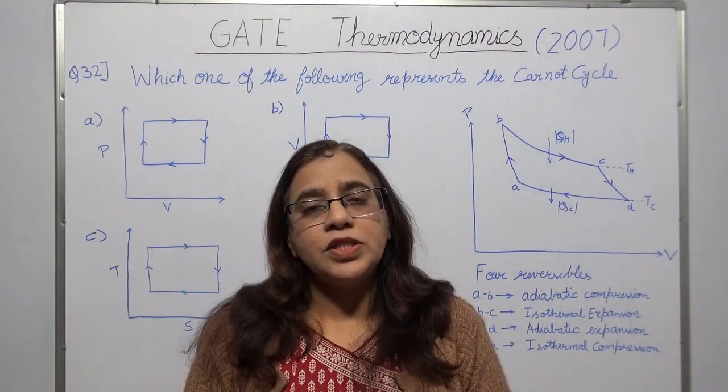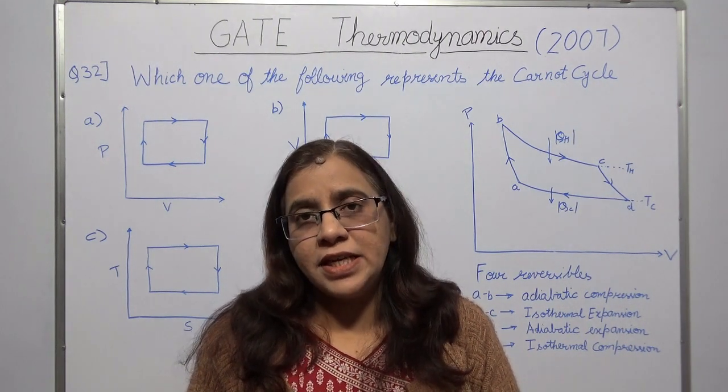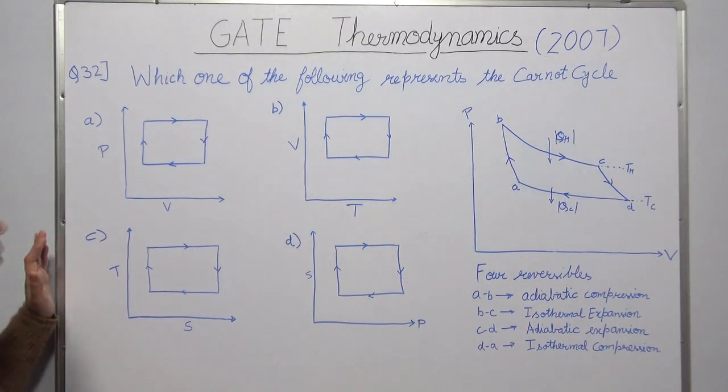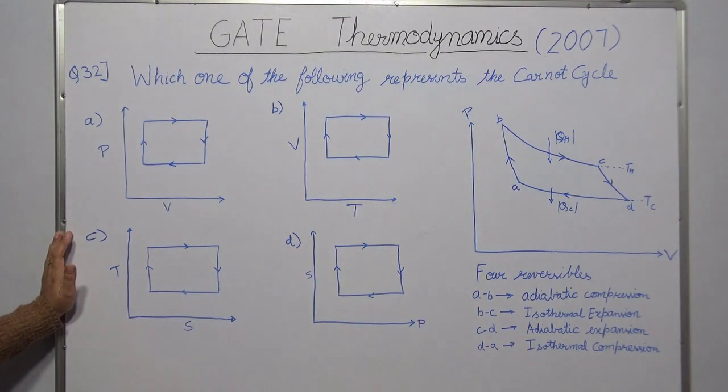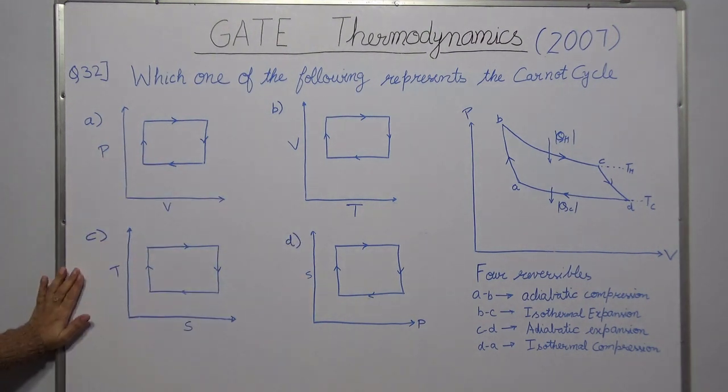In this video I am going to take the remaining problems related to thermodynamics that appeared in year 2007 Gate paper. Okay, so the first problem asks you to tell which one of these plots represents the Carnot cycle. So before going through these plots, we will first briefly see what is a Carnot cycle.